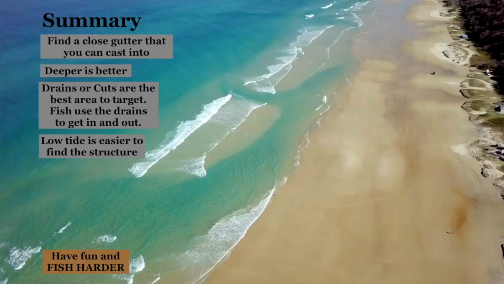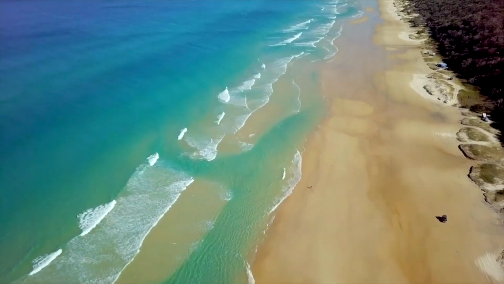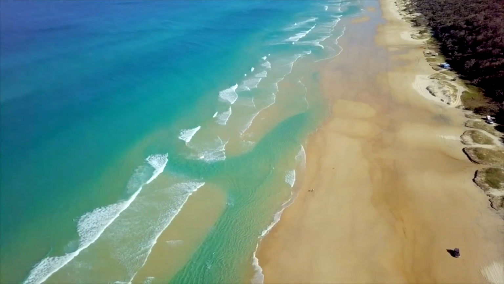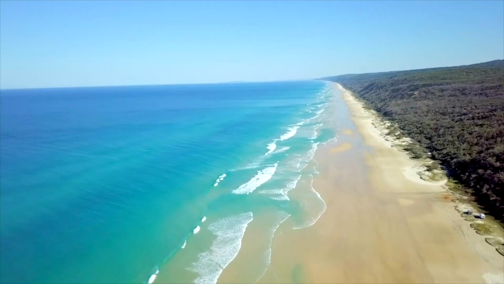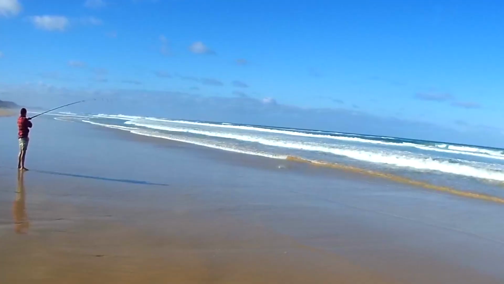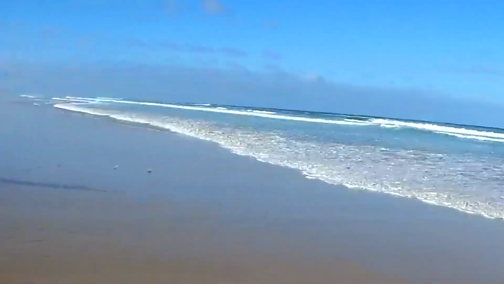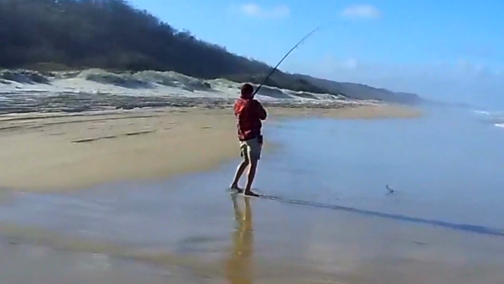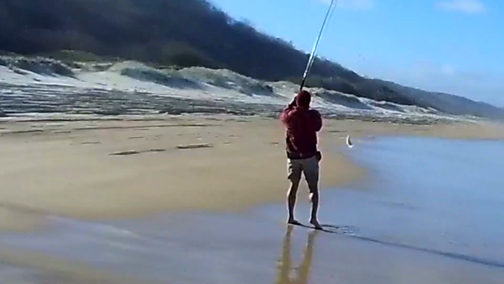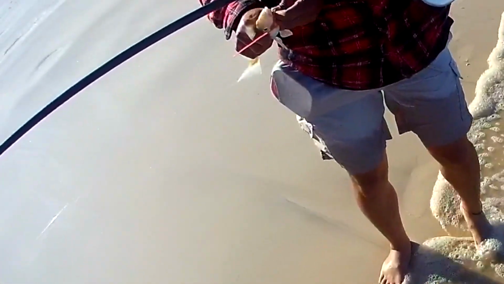So in summing up, find a close gutter that you can cast to. You want to be able to reach it at high tide. So go prospecting at low tide, find a good gutter, make sure it's not going to be too far away for you at high tide, and stick with it. The deeper the gutter, the better it is. As you drive up, you'll see 4, 5, 6 gutters. Look for a gutter with as many cuttings as possible and as deep as possible. Don't forget that the drains or the cuts are the best areas to target. So fish those drains and you'll find your chances increase dramatically.